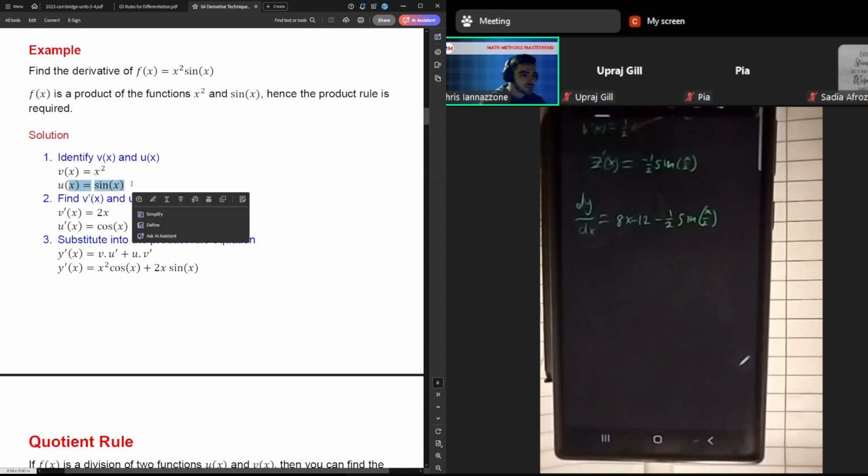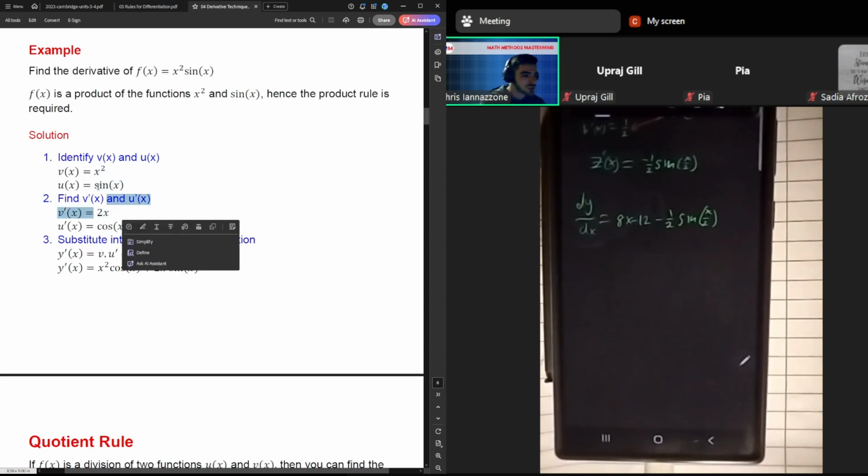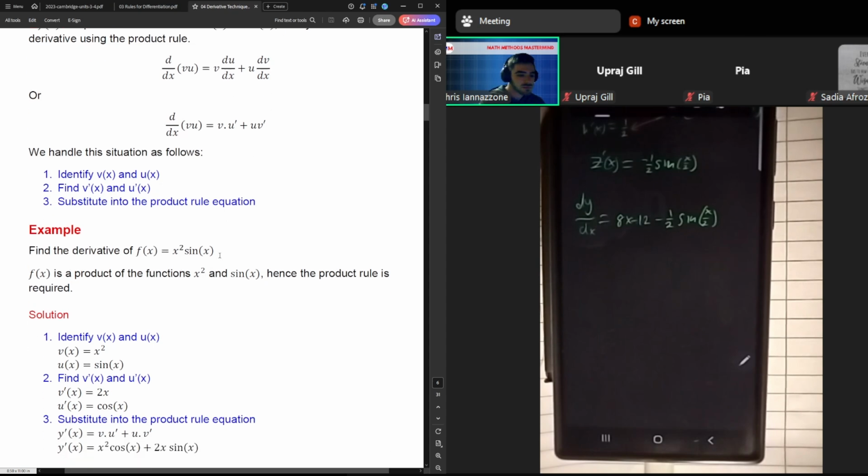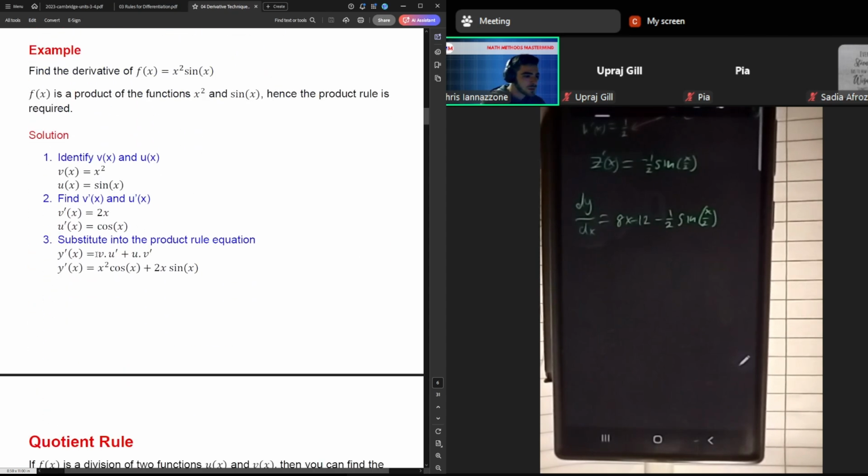But I know how to find them pretty quickly because these are direct matches on my table. x squared becomes 2x, sine becomes cos. Then from there, I just follow the notes. It says do v times u dash, and u times v dash, so that's exactly what I'll do. Here's my v, which is x squared. Here's my u dash, which is cos x, and so on and so forth.